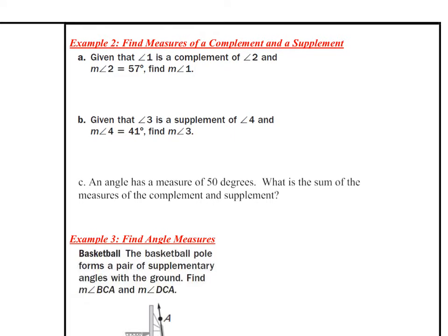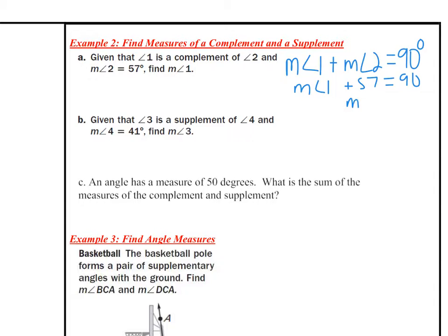Okay, so next example, given that angle 1 is a complement of angle 2, so they are complementary, and the measure of angle 2 is 57 degrees, find the measure of angle 1. So to show our work, even though you might be able to do this all in your brain in one time, we should write that the measure of angle 1 plus the measure of angle 2 is 90 degrees because they're complementary. So the measure of angle 1 plus 57 is 90 degrees, which means the measure of angle 1 is 33 degrees. That's how we could show our work.